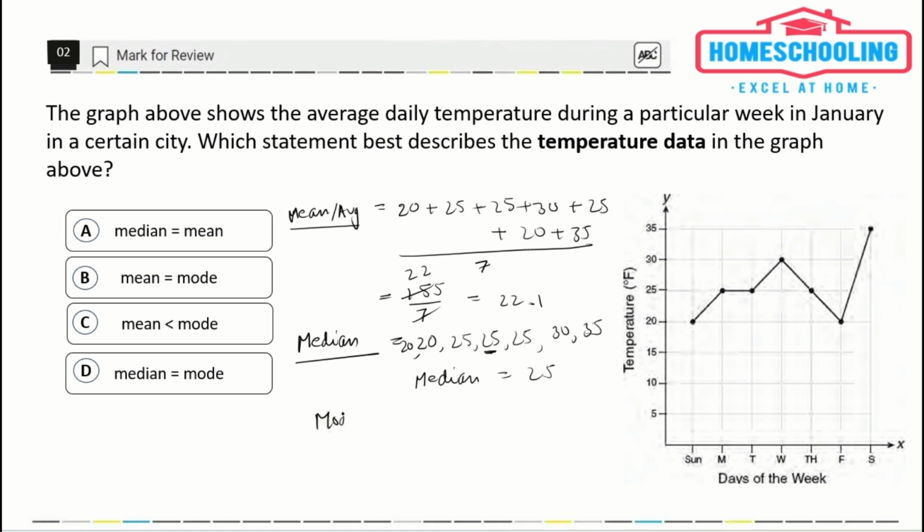Now we have to find the mode. Mode means most often. So as we can see, 25 is most often as it is coming 3 times. So the mode is 25. So as we can see, the median and mode are equal to each other.